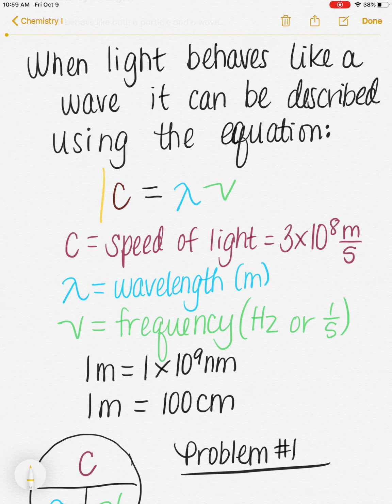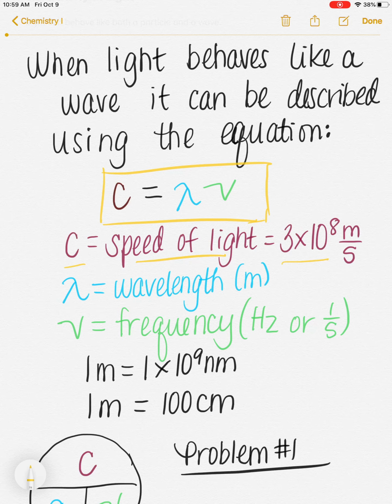So when light does behave like a wave, we can describe it and quantify it using this equation right here, c equals lambda v. The c stands for the speed of light, and the speed of light is always 3 times 10 to the 8th meters per second. I do believe that they call it c because it's constant.